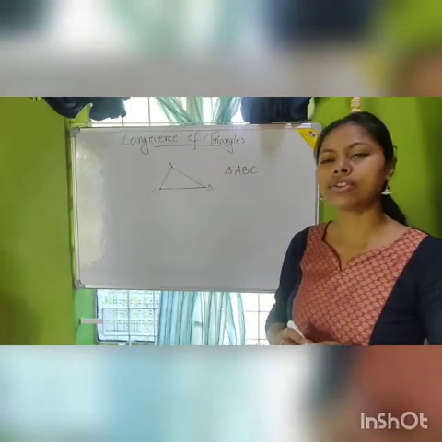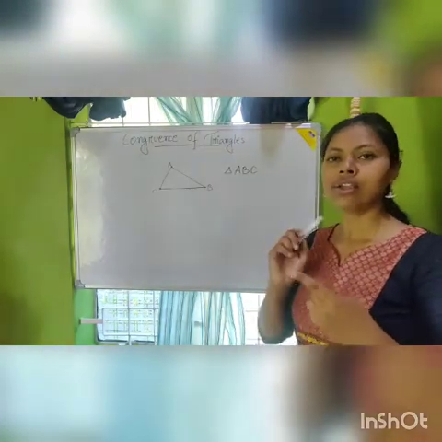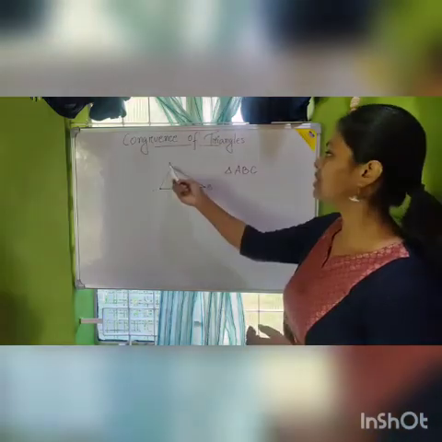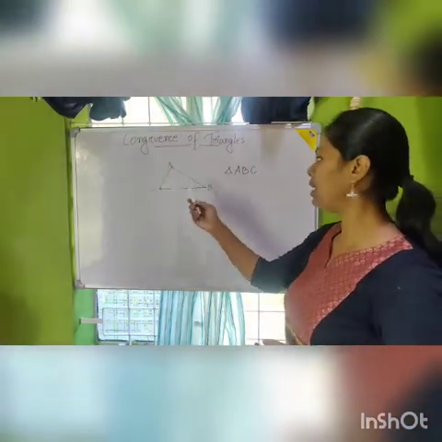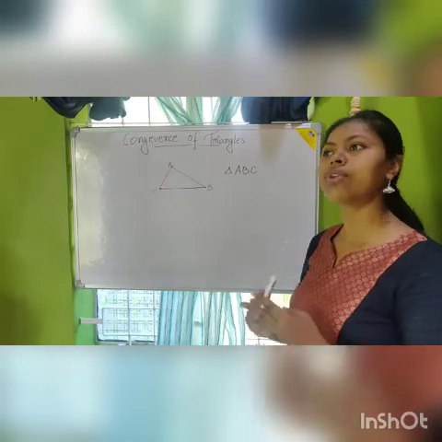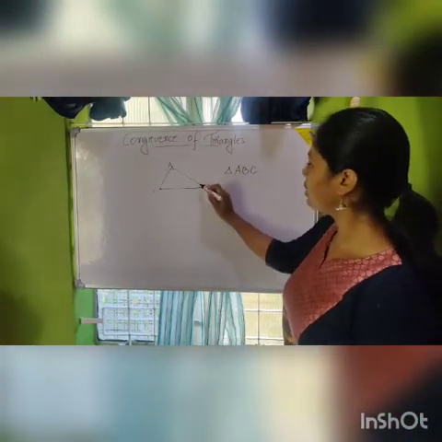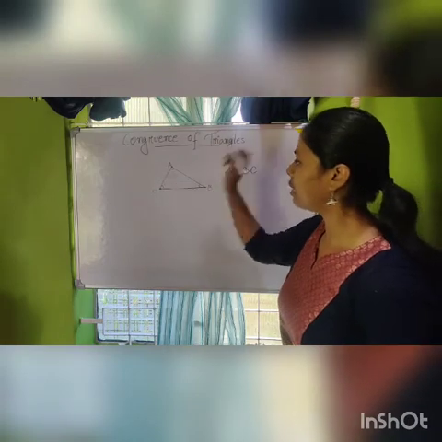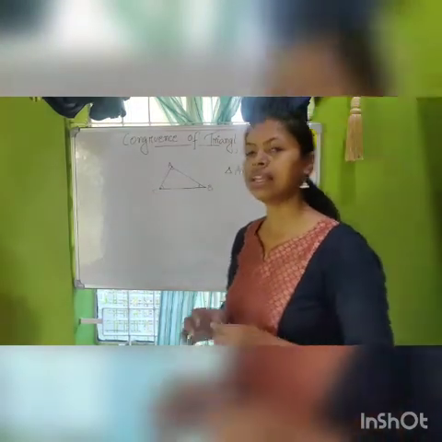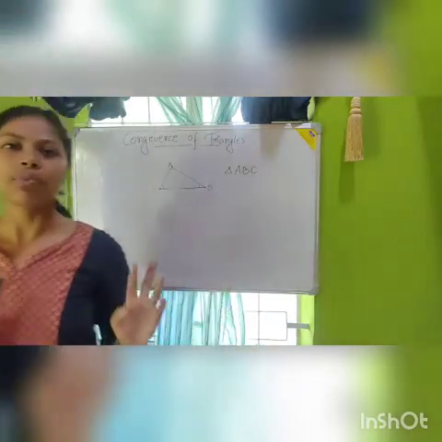So basically a triangle has three sides and three vertices. Here the vertices are A, B and C, and it has three angles: angle A, angle B and angle C. So basically a triangle is a three-sided polygon.